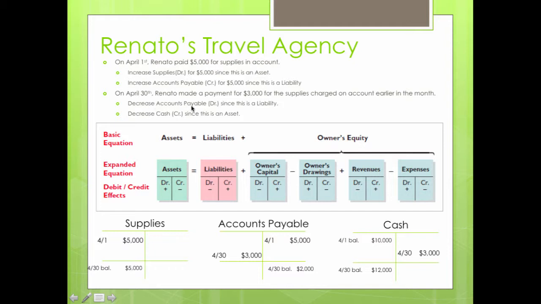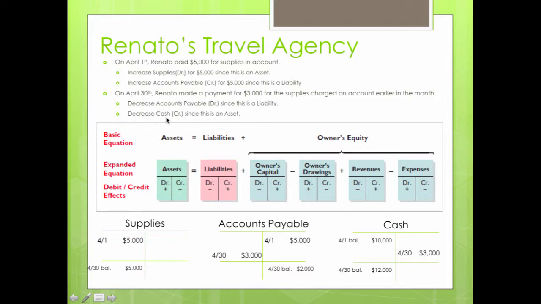So let's look at accounts payable. Accounts payable is part of a liability. And we're going to decrease the amount, right? We want to make sure that the balance goes from $5,000 to $2,000 because we're going to make a $3,000 payment. And in order for us to decrease the amount under liabilities, you have to debit, right? Under the liabilities. And debit is on the left side of the T account. So we're going to record that on the debit side on April 30th for $3,000. And that's the reason I put decrease accounts payable as a debit, since this is a liability.